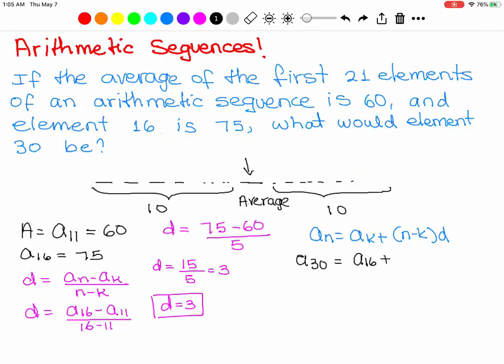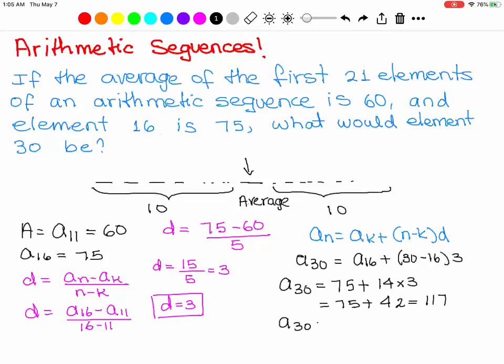So A of 16 plus n is 30 minus 16, and D is 3. So A of 30 is equal to 75 plus 30 minus 16, which is 14, times 3, which becomes 75 plus 42, which is 117. So A of 30 is equal to 117. Hope this was helpful.